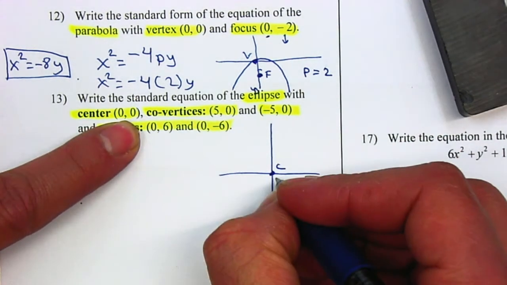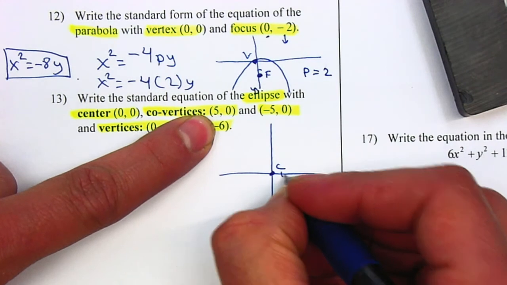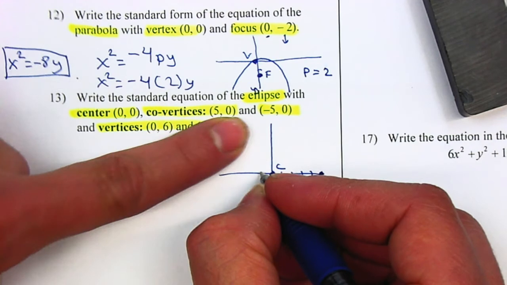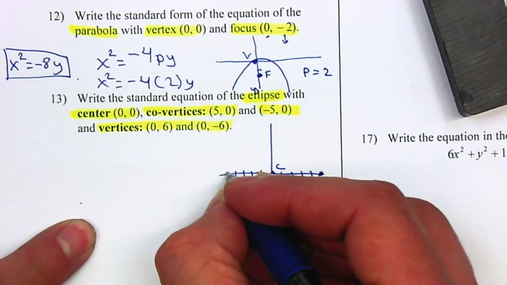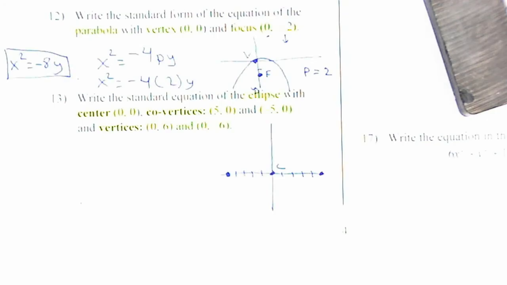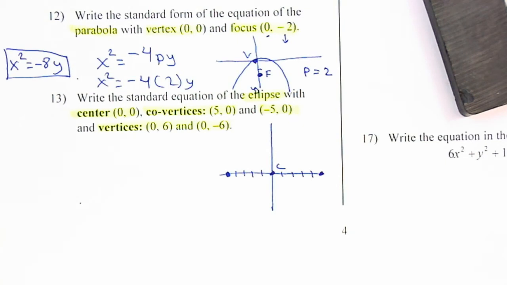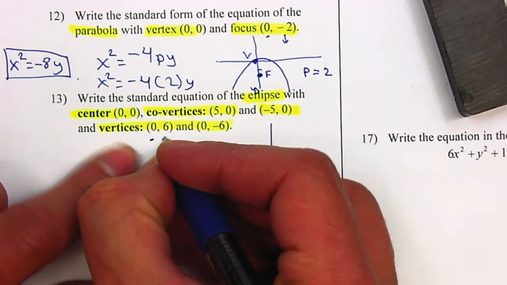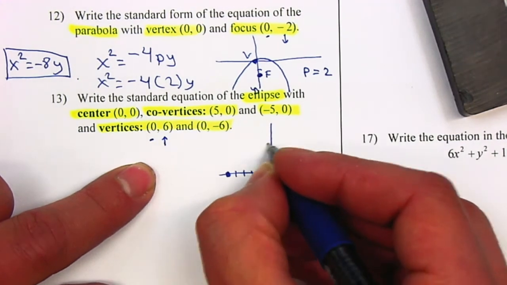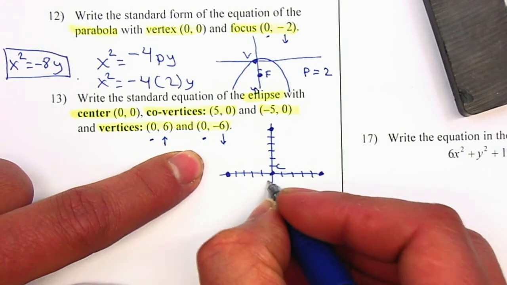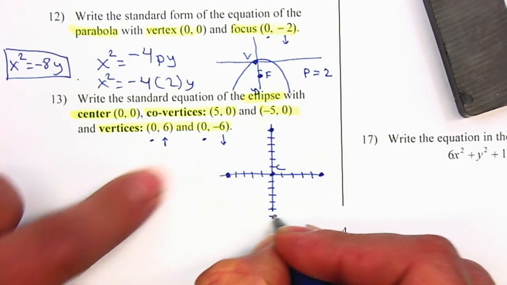So it's my center. I'm going to go to the right 5, 1, 2, 3, 4, 5, 0. To the left 5, 1, 2, 3, 4, 5. Then I'm going to do my vertex 0, 6. I'm going to stay there. I'm going to go up 6, 1, 2, 3, 4, 5, 6. And then stay there and go down 6, 1, 2, 3, 4, 5, 6.